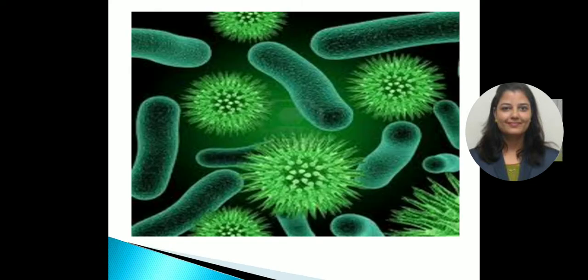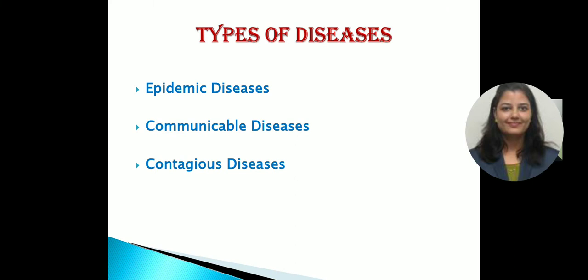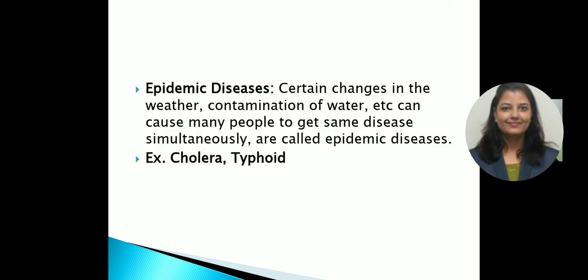In this picture, you can see microorganisms are present which are responsible to cause any disease in human beings. So why does one get disease? If his or her normal physical and mental condition and overall health are disturbed, then a person gets disease. There are types of diseases. Number 1 is epidemic diseases, number 2 is communicable diseases, and number 3 is contagious diseases.